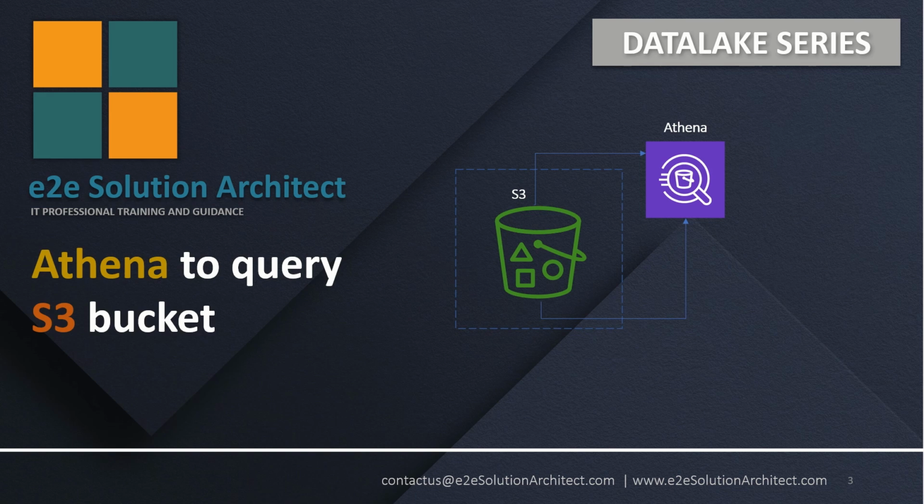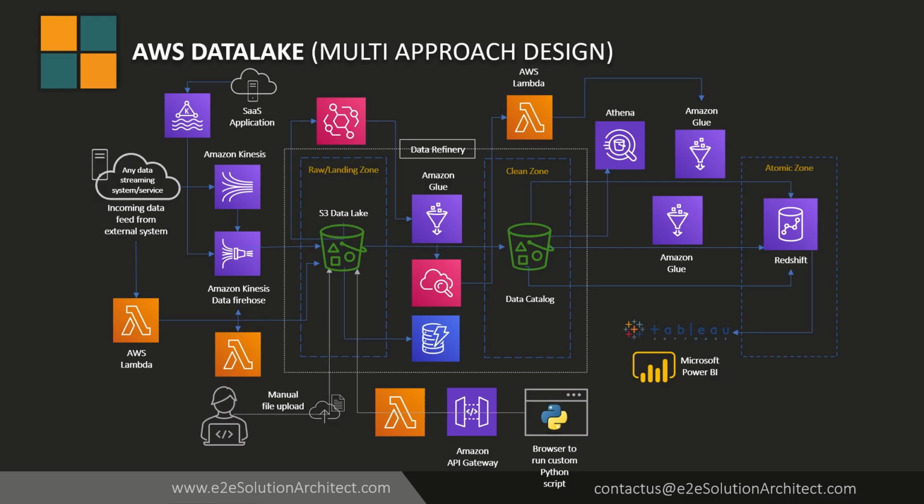Today I'll be talking about how you can use Amazon Athena service to query data from an S3 bucket. If you are following our AWS Data Lake series, then you know that we are using multiple approaches to create an AWS Data Lake solution. The architecture you see over here is an overloaded architecture, but definitely it is not as complex as it looks. It has multiple approaches combined in the design.